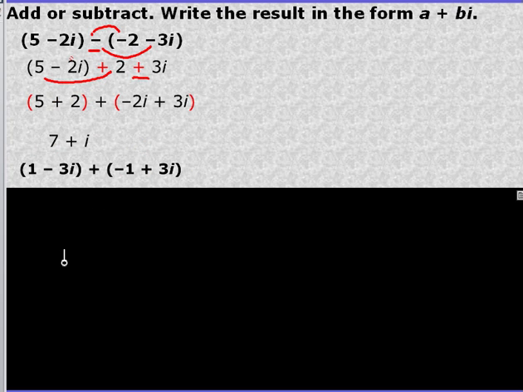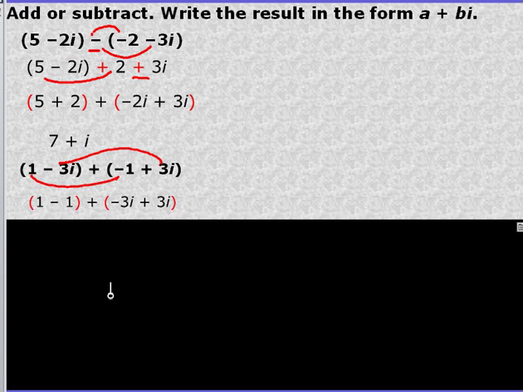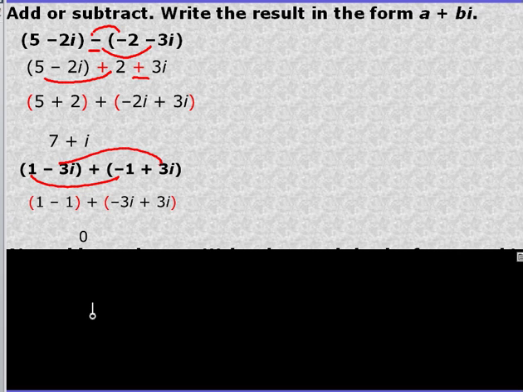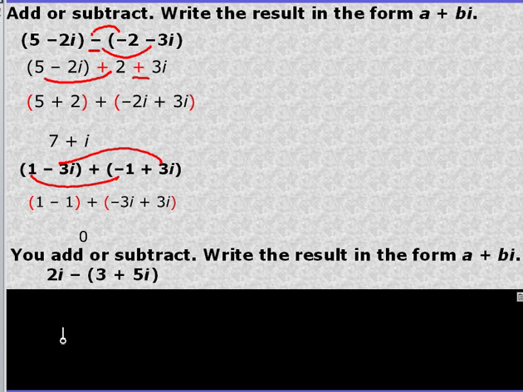All right, 1 minus 3i plus negative 1 plus 3i, and you might notice it's an additive inverse. If we add 1 and negative 1 and negative 3i and positive 3i, we end up with 0. All right, one for you to try.